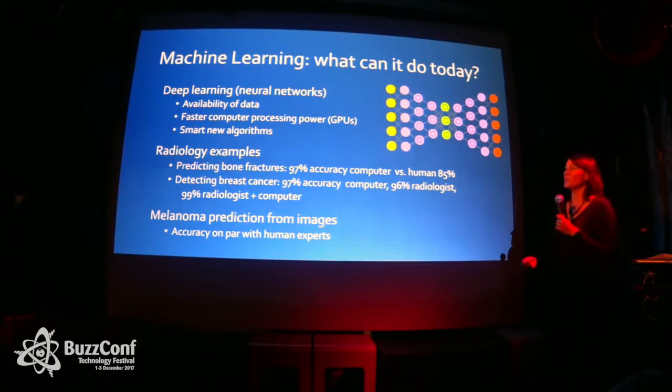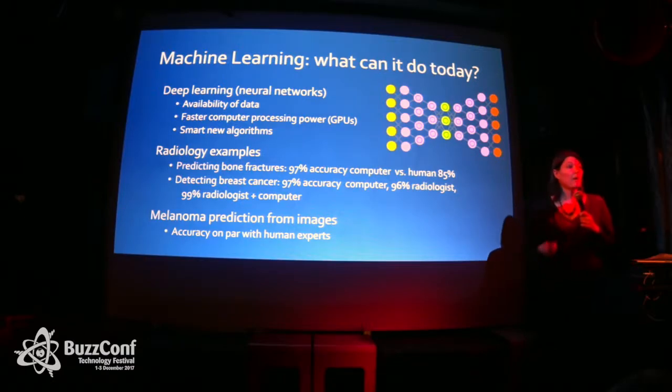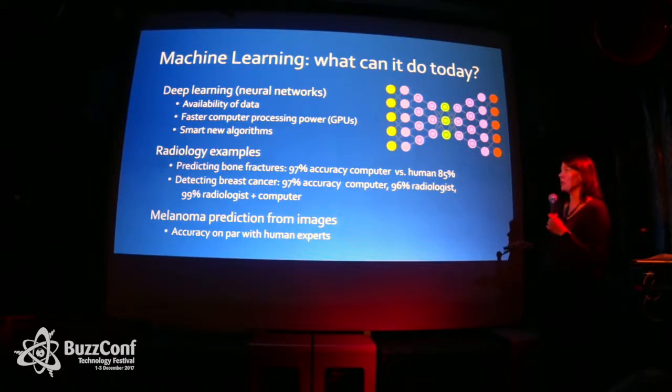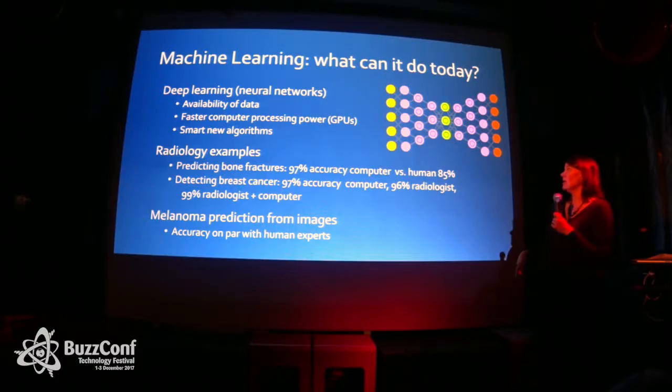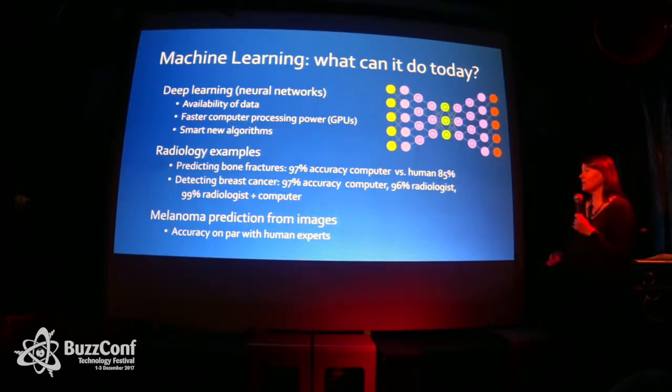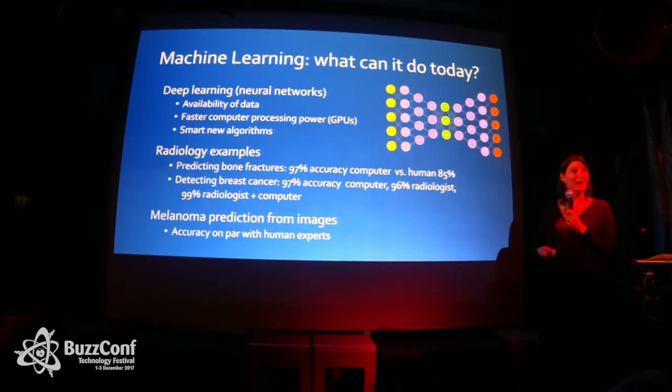There are other examples. For instance, in the radiology space, the computer can predict with about 97% accuracy based on an image of a bone, whether or not there's a fracture there on the image. And similarly for breast cancer, we're now seeing the algorithms coming pretty close to human capability. And when you combine a human and a computer, it's even better.